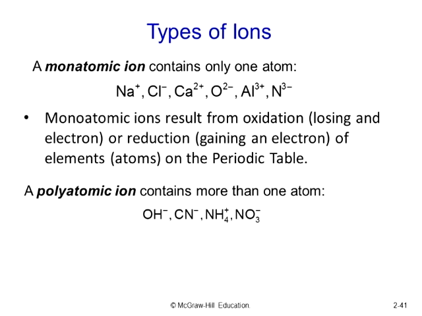When these ions lose or gain electrons, we talk about them as being either monoatomic ions, those that are simply one atom, one element, or polyatomic ions, those that contain more than one atom or more than one element. Monoatomic ions result from oxidation, losing an electron, or reduction, gaining an electron, of an element on the periodic table. The polyatomics contain more than one atom, and we will learn in this course how to do the math to determine their charge. Okay?